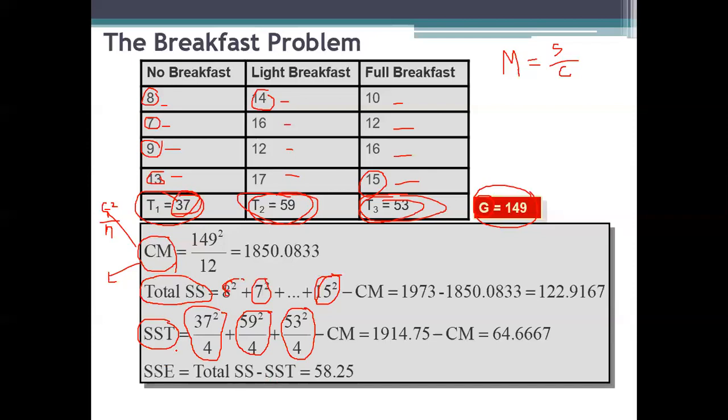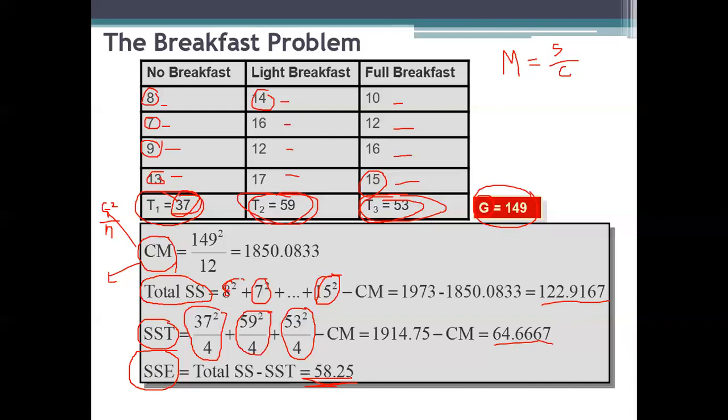Okay, now we are going to the next step. Next, we must find the value of SSE. So how to get SSE? If you refer to the formula in slide 15, SSE is the total SS minus SST. So the total SS, 122.9167, minus SST, 64.6667, then you will get SSE, which is 58.25.